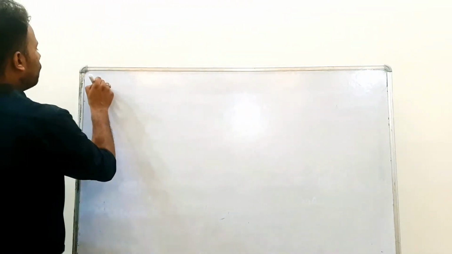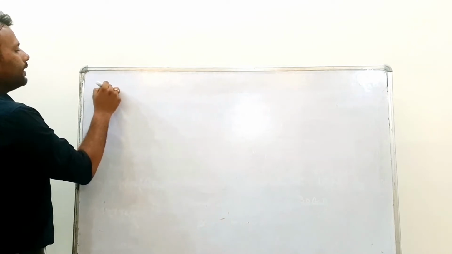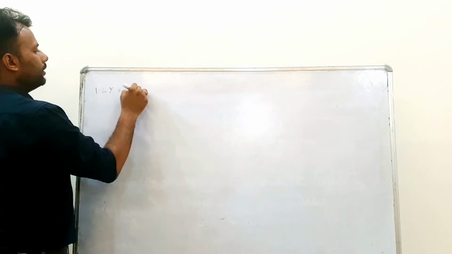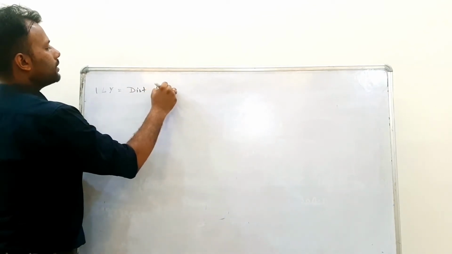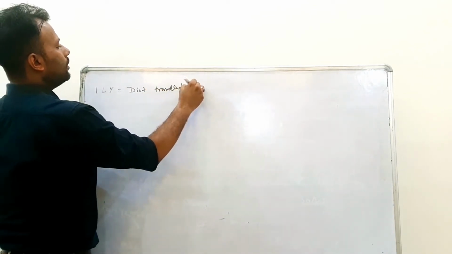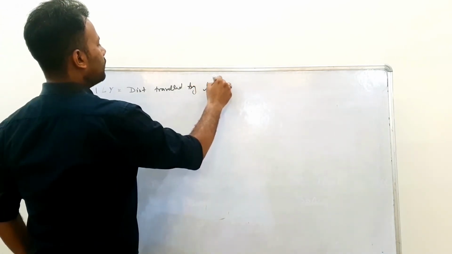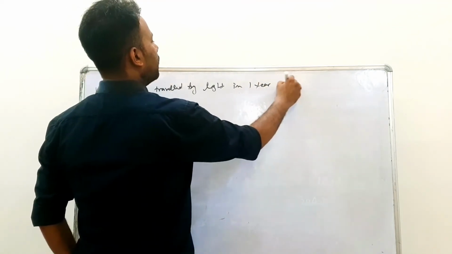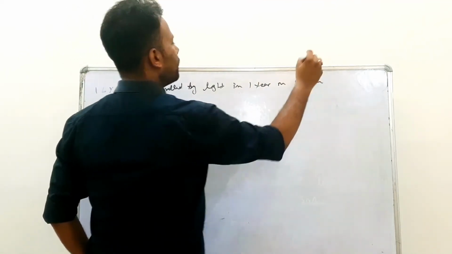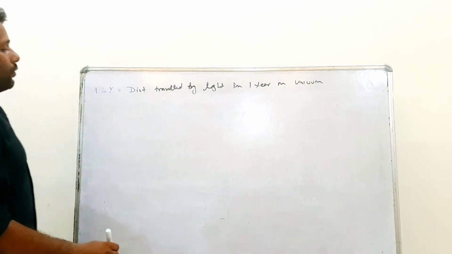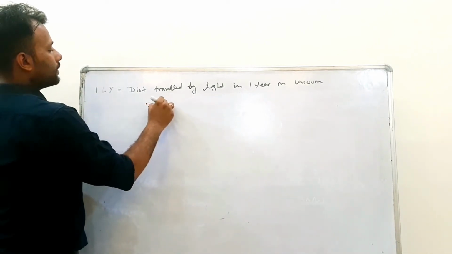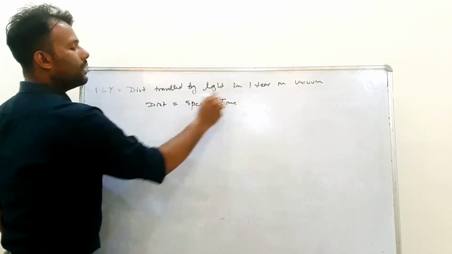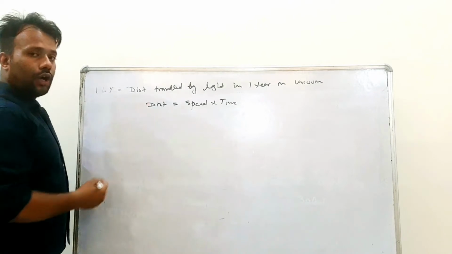So basically, 1 light year is the distance traveled by light in 1 year in vacuum. You know the formula, distance equals speed into time. So let's find out how much a light year is.